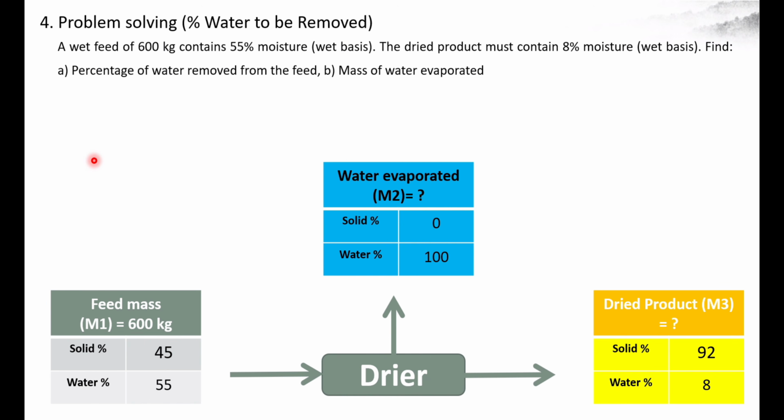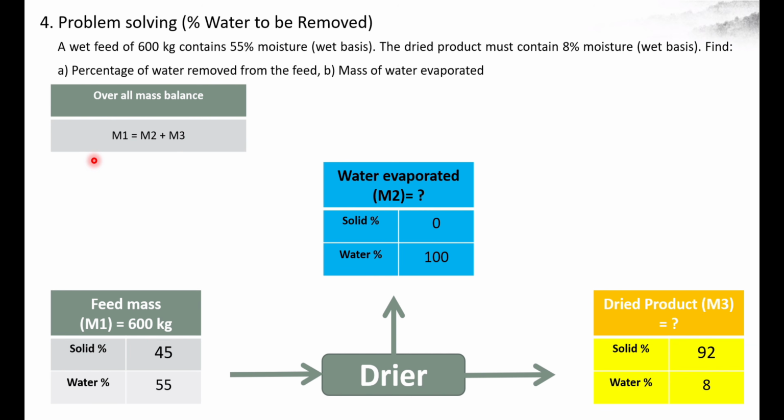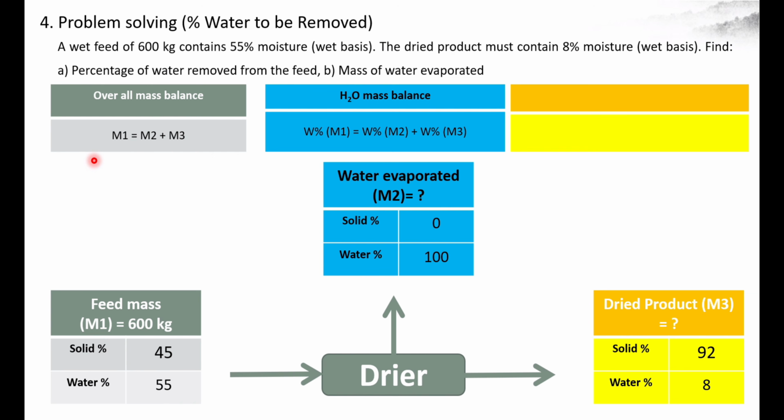Now let's write the mass balance equations. The first one is the overall mass balance. There is one stream entering, so M1 on the left hand side. On the right hand side, the output streams. There are two output streams, M2 and M3. So M1 is equal to M2 plus M3. In the water balance equation, we have to multiply the respective water percentage for each stream. For solid, we will be multiplying with the solid percentage for each stream.